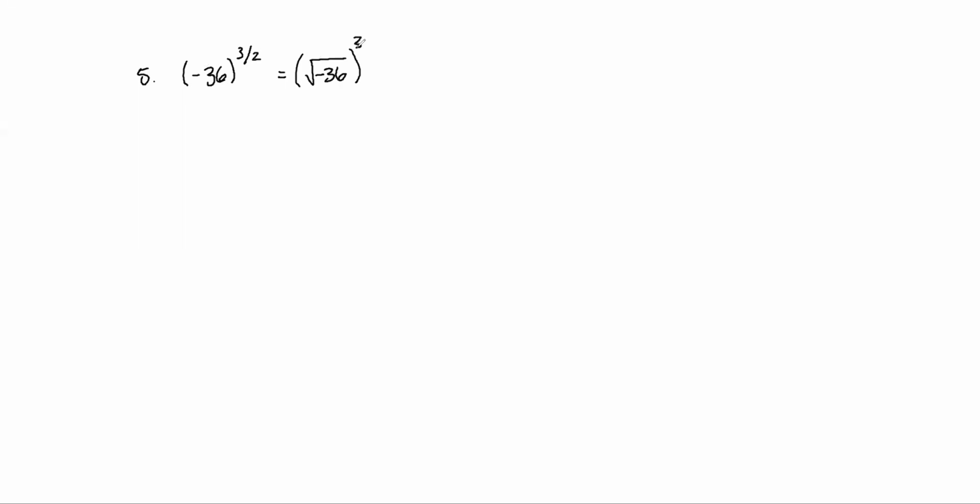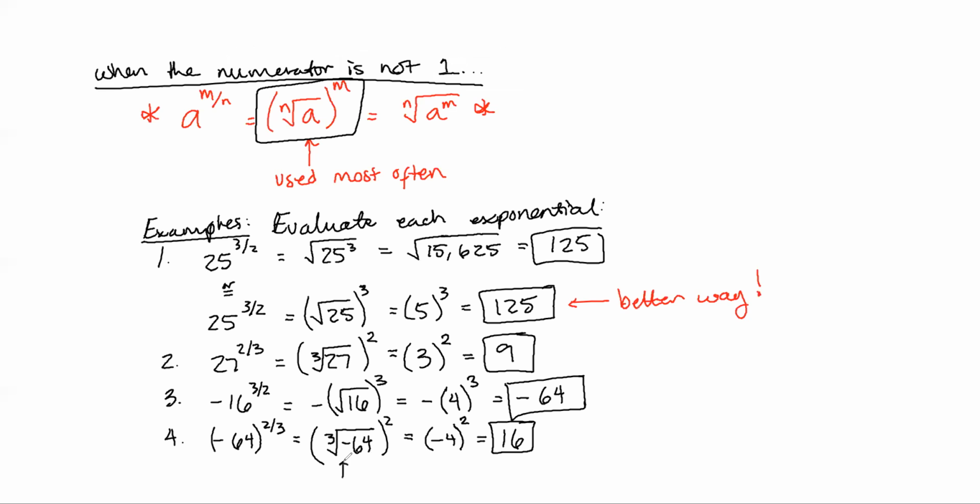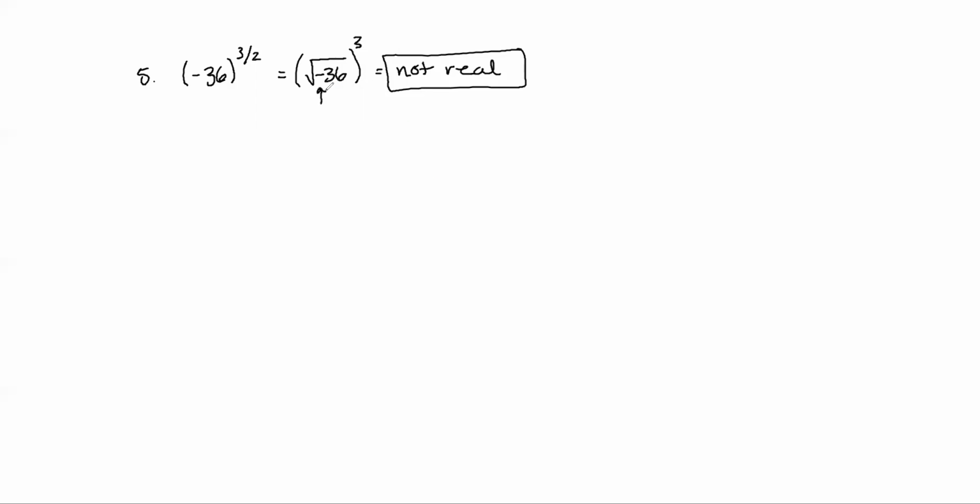Now, you should notice something kind of wrong with this one, because we're trying to take the square root of a negative. We cannot do that even if you have other stuff going on outside. Because we're trying to take the square root of a negative, this is not real. The only reason why we were able to do it last time was because we had a cube root, not a square root. This time we have a square root, so it's not possible, so it's not real.